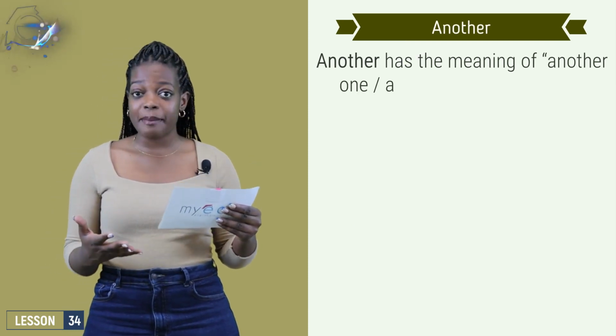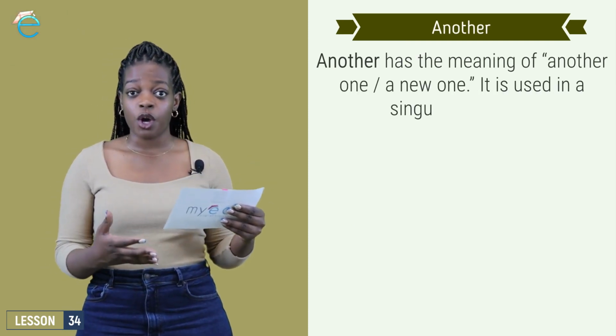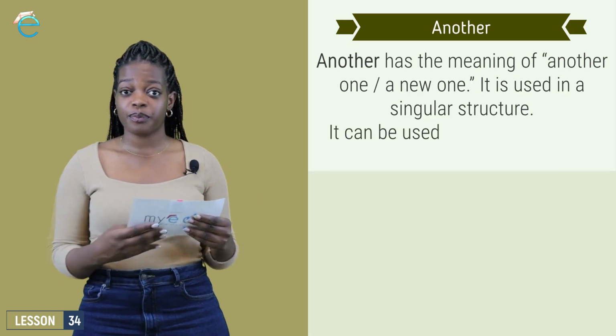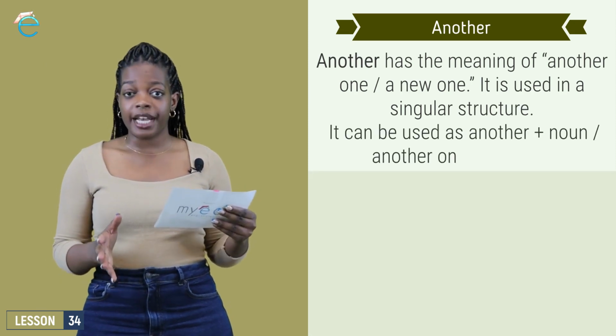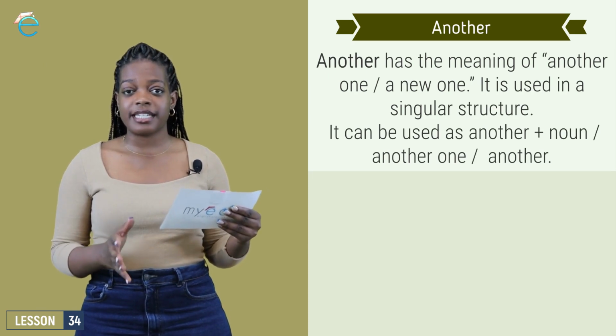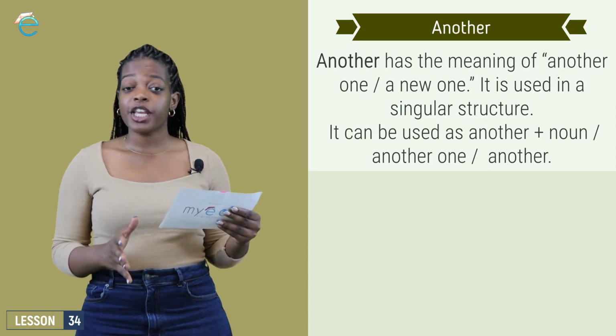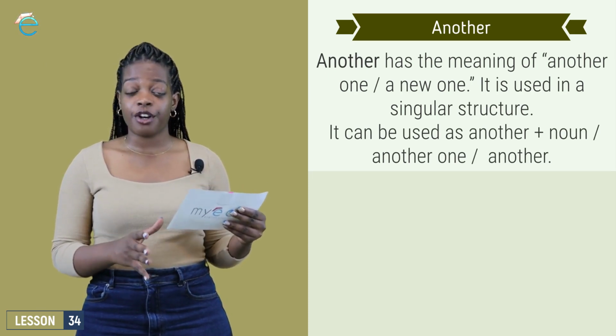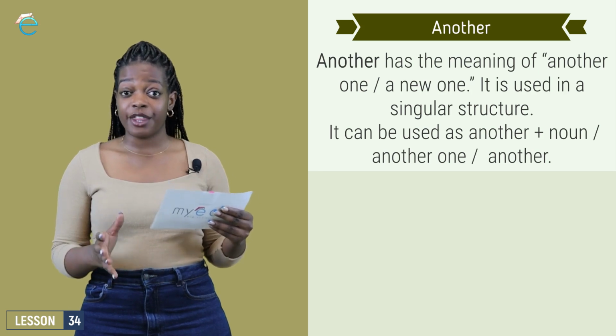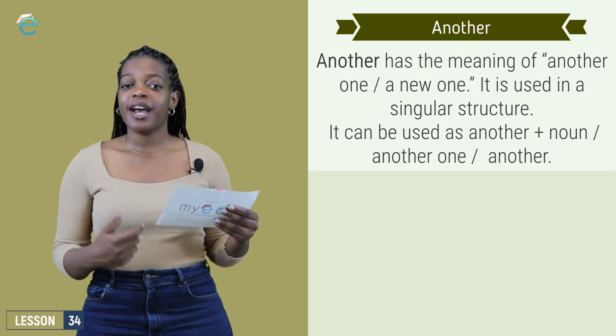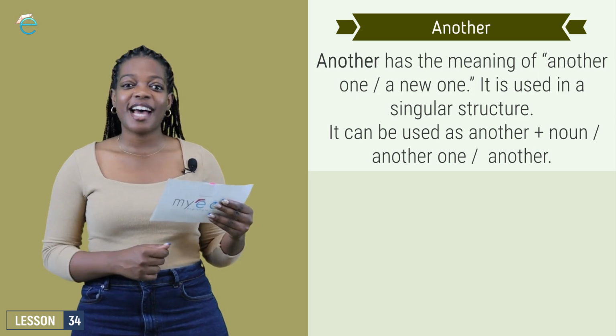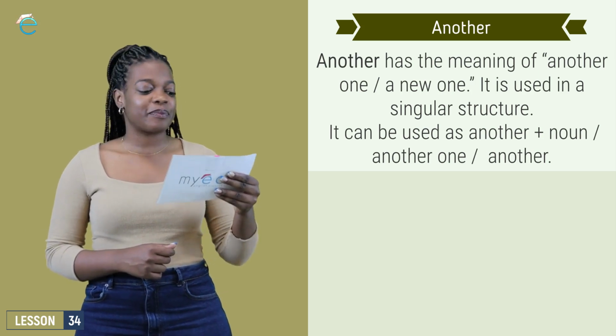Another has the same meaning as another one or one more. We use another in singular sentence structures. We can use another as another plus noun, another by itself, or another one. Let's have a look at some examples.